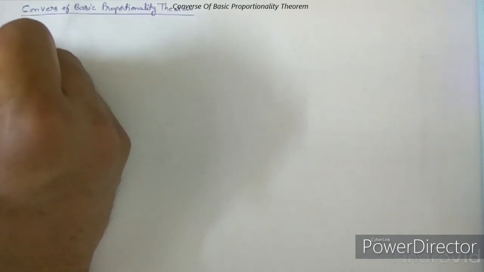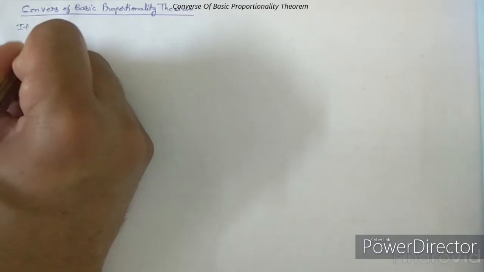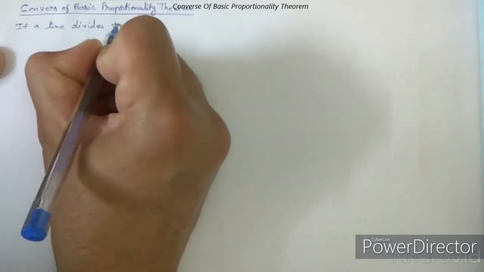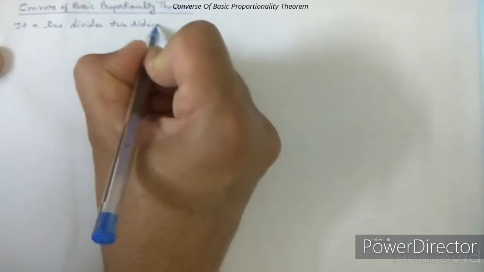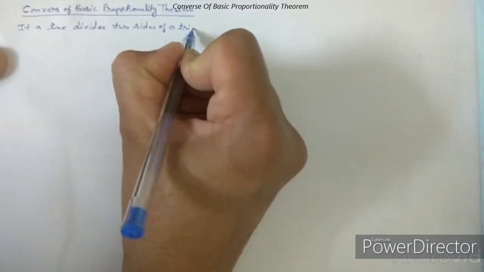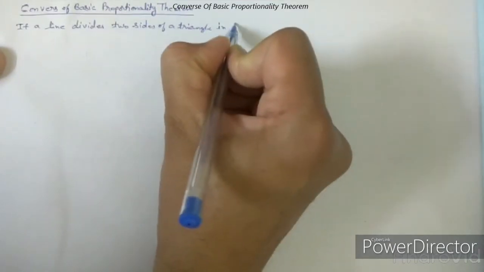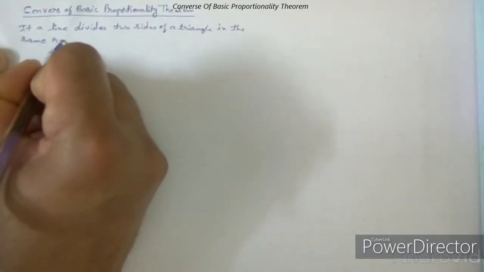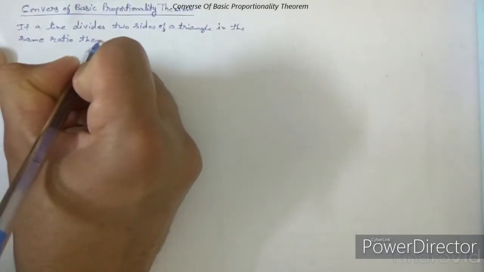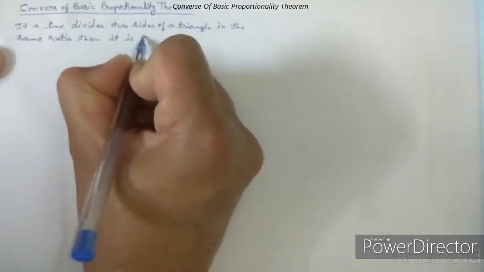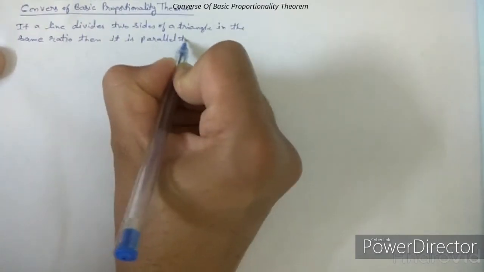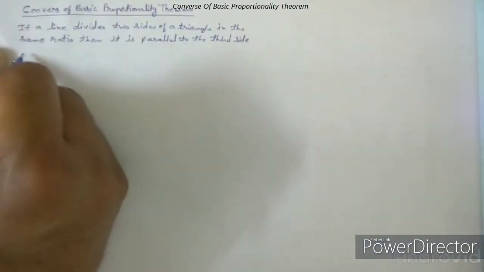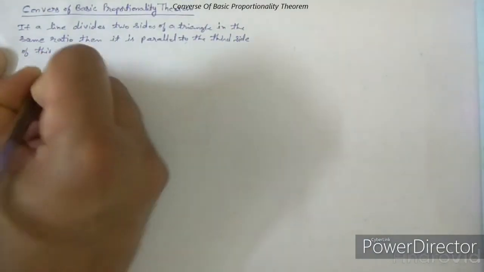Its statement is: if a line divides two sides of a triangle in the same ratio, then it is parallel to the third side of this triangle.